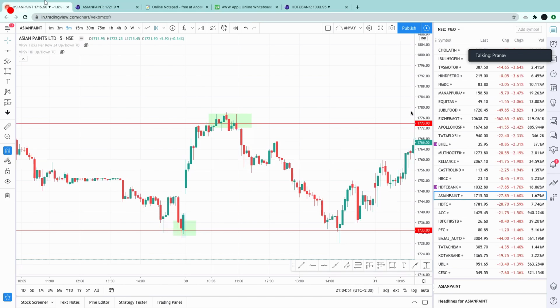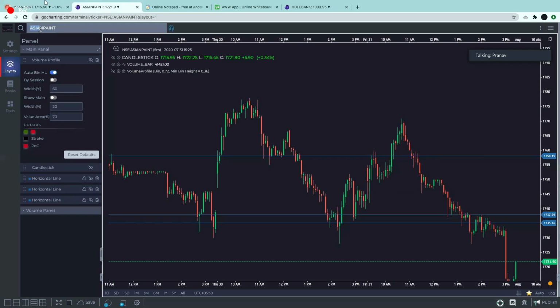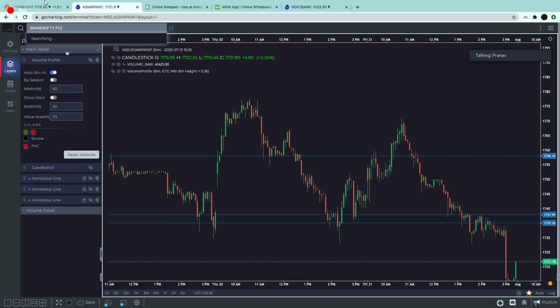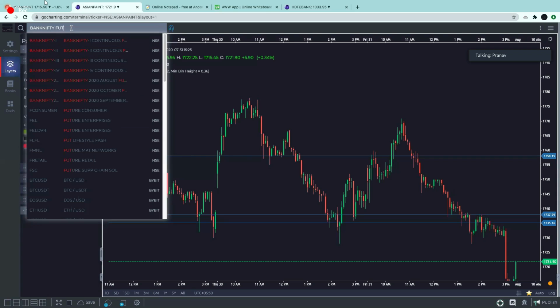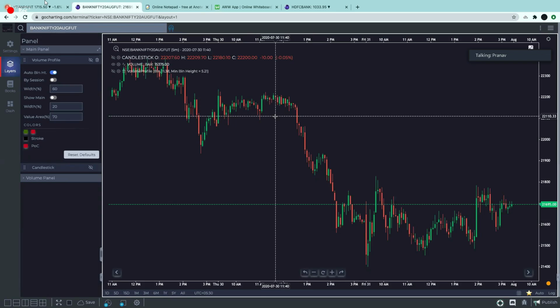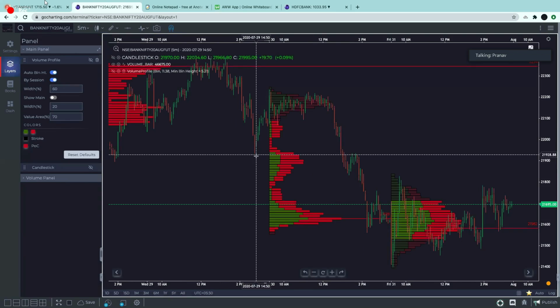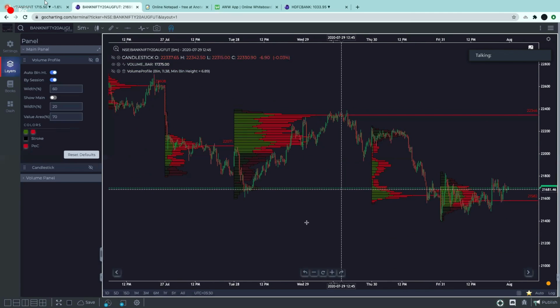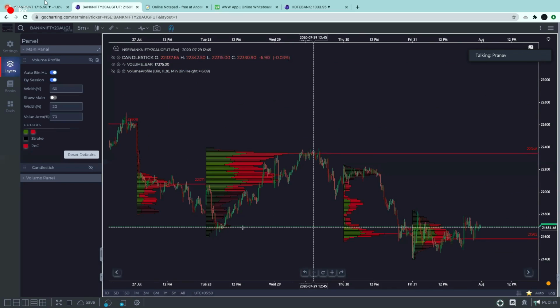So many questions. Wait, in Bank Nifty and Nifty, where can we find volume profile? You have to go here, Bank Nifty, okay, and you will see Bank Nifty future. You'll have to type future. So for Bank Nifty and Nifty, you can only see volume profile in the future chart. So you will come here, you will see August futures. Let's say you go on that. Now you can see right here volume profile. I'll show you. This is volume profile in Bank Nifty.